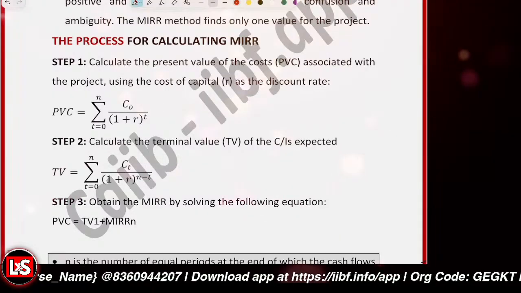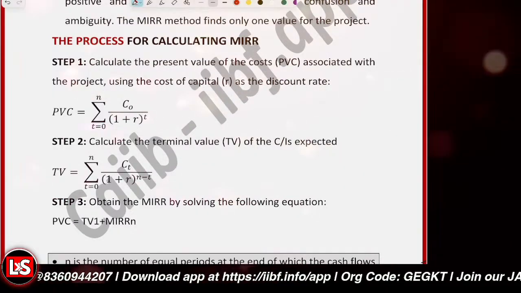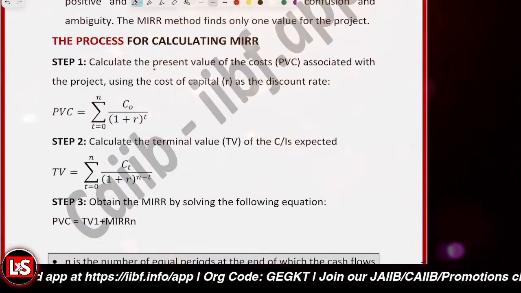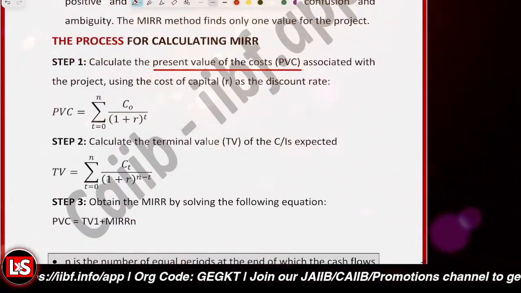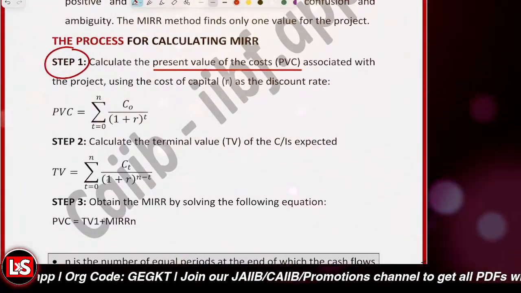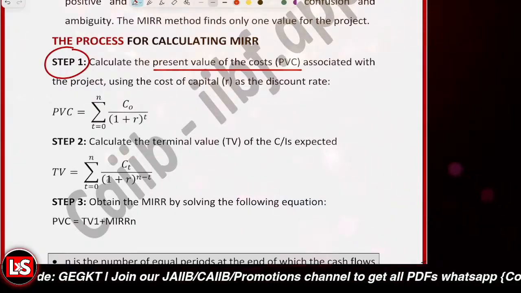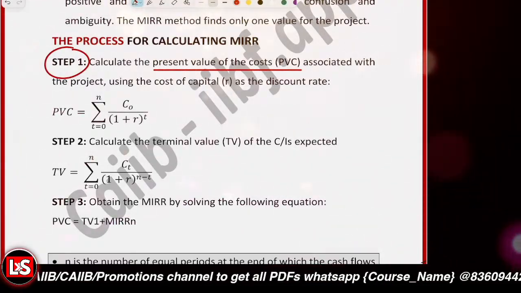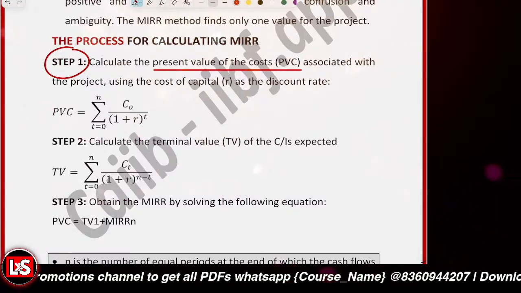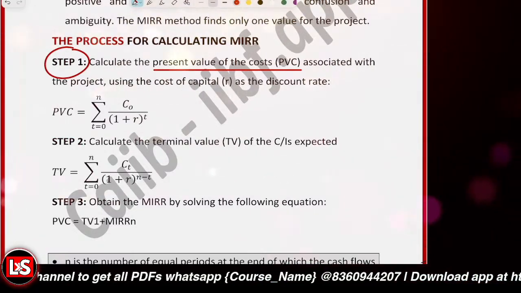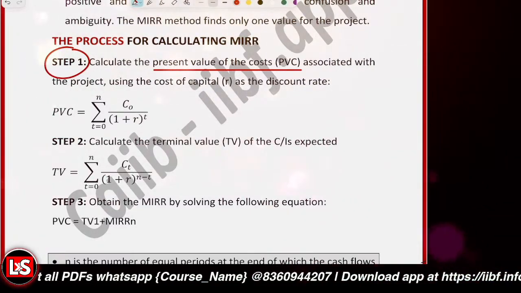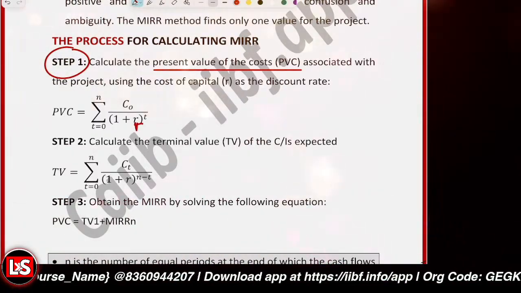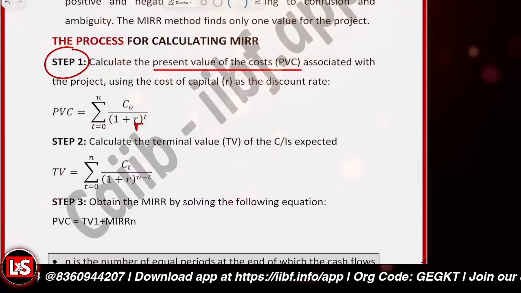Now, what is the process to be followed? First of all, we have to calculate the present value of the costs, PVC. And for that, the formula is what? PVC is equal to C0 divided by (1 plus R) raised to power T. So PVC is the present value of cost, and R is the cost of capital here, right? So the present value of cost is calculated.